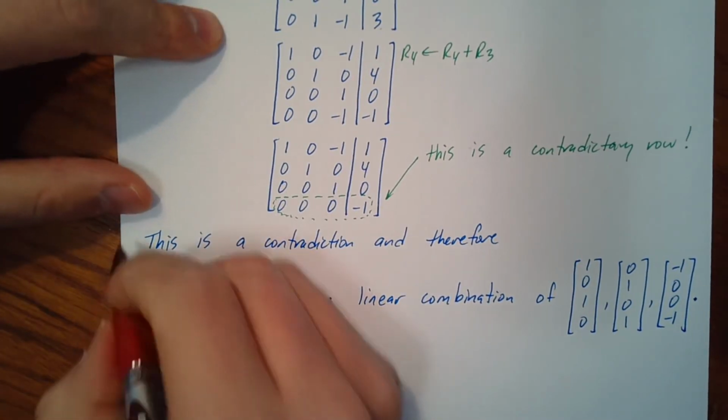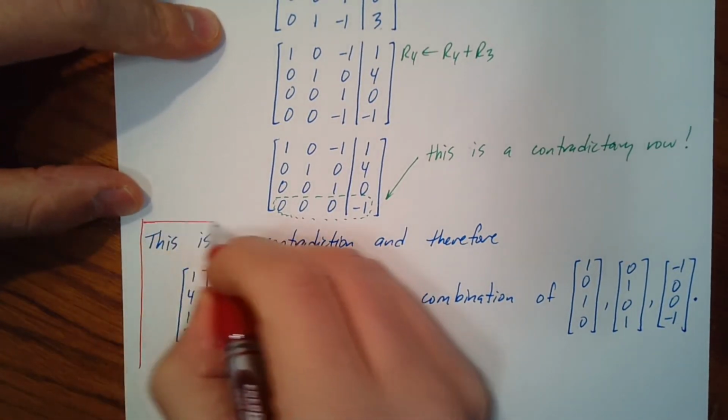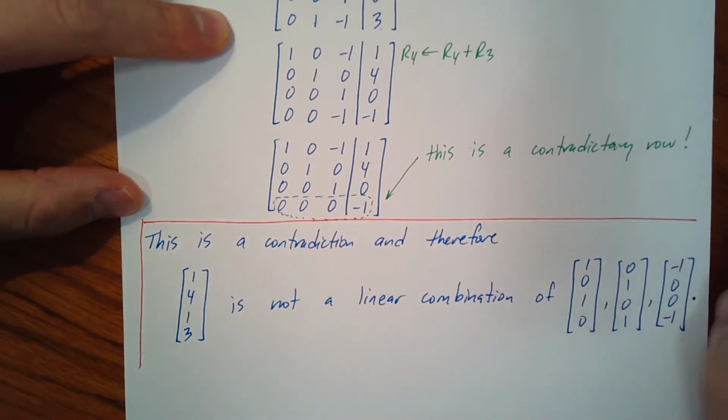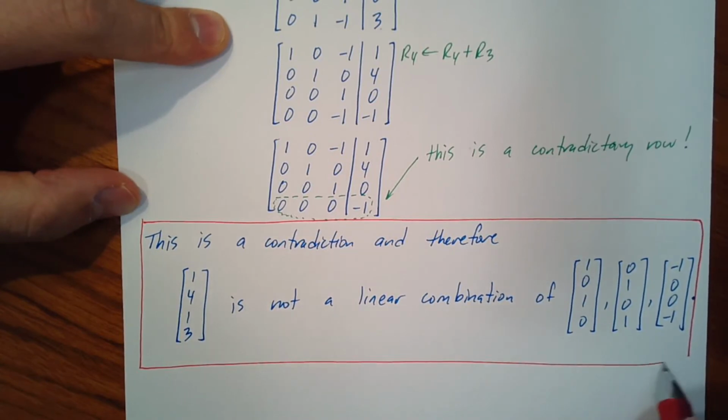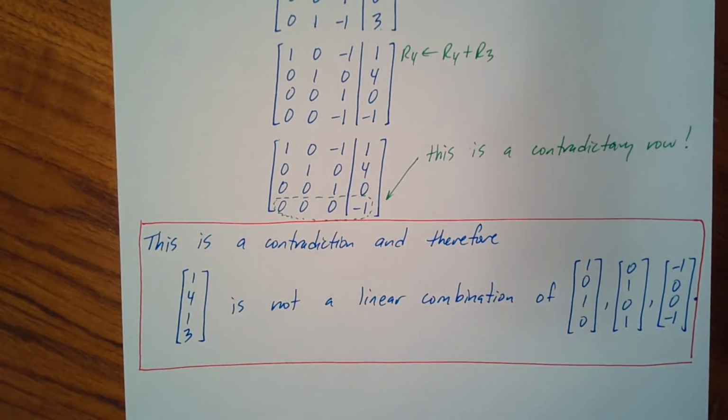Let's highlight that as our final answer, because the work is obviously important, but our conclusion is very important. So we want to make that clearly stand out to the reader. So that is how you can solve problems like this.